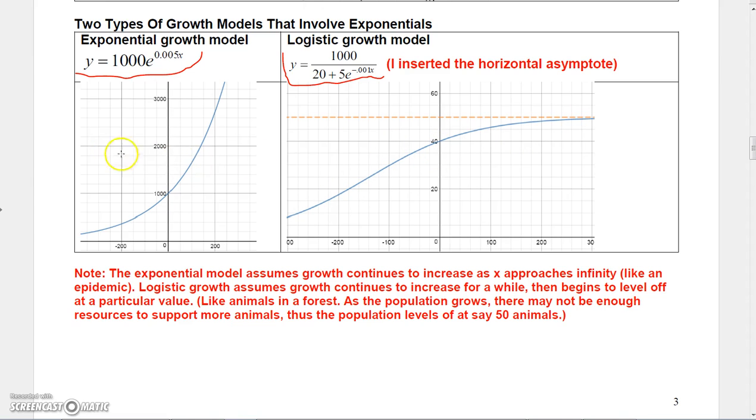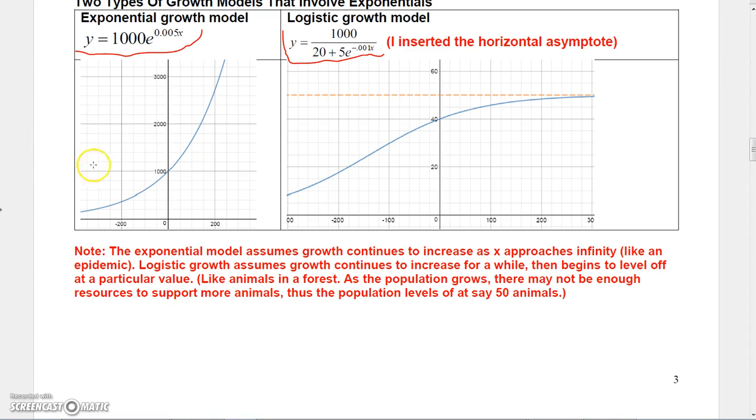So that's called the logistic growth model. One model might represent a population growth where there's nothing slowing down the population growth, but this might represent a population growth where after so much time maybe there's not enough food or resources to support large populations, so the population levels off.